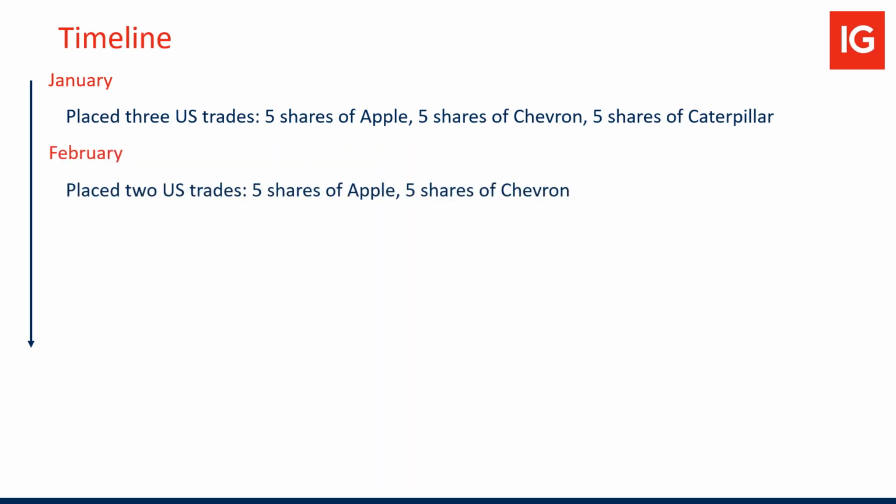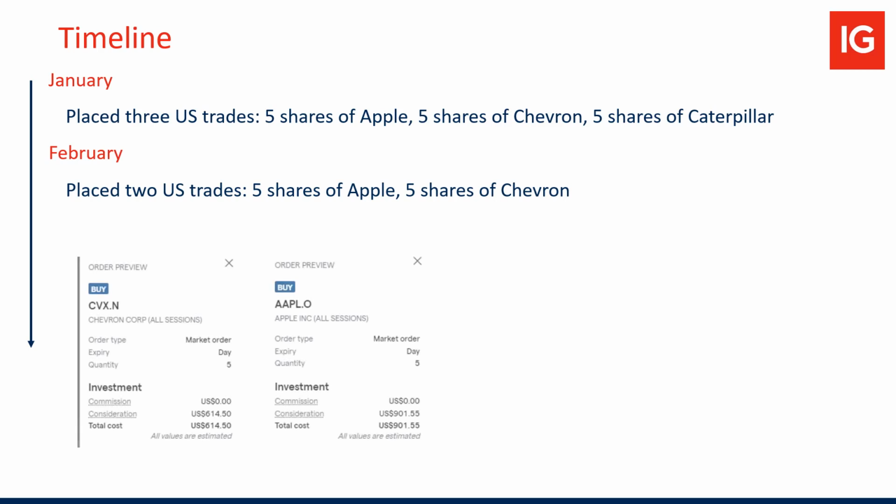Let's go to February. You placed two US trades. We bought 5 shares of Apple. That's our first trade. And our second trade is we buy 5 shares of Chevron. And you can see over there the commission. This is a snapshot from the platform. Look at that. Commission zero. Why? Because in this case, we're at or below 50 trades within a given month.